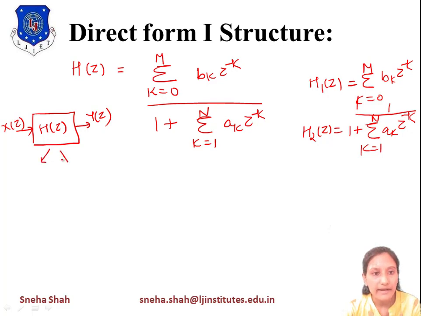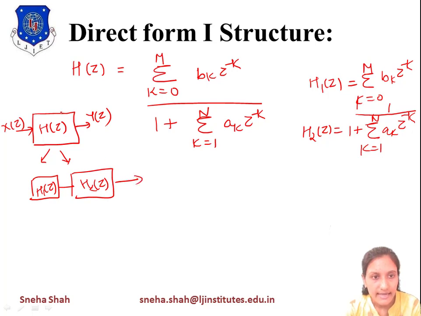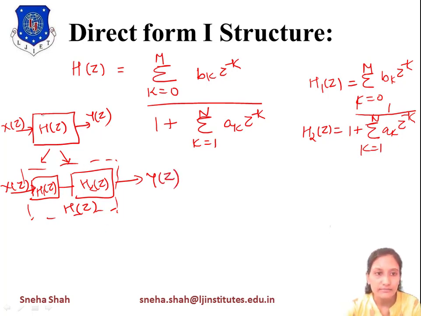Now we will divide this H of z into 2 parts: the first is H1 of z and the second part is H2 of z. So this H of z is a combination of these two, H1 of z and H2 of z. Then this is the final diagram. This one is X of z and this one is Y of z. By multiplying these two terms, we can derive the value of H of z. So if we multiply these two terms, it gives the final value of H of z, right? From this, the intermediate part is represented as W of z.